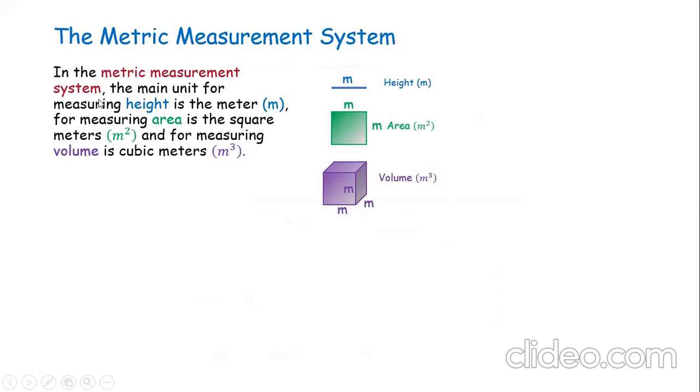So in the metric measurement system, the main unit, as we have just seen, for measuring height or length is the meter. It can measure distances. However, the main unit for measuring area is the square meter, and the main unit for measuring volume in the metric measurement system is cubic meters.